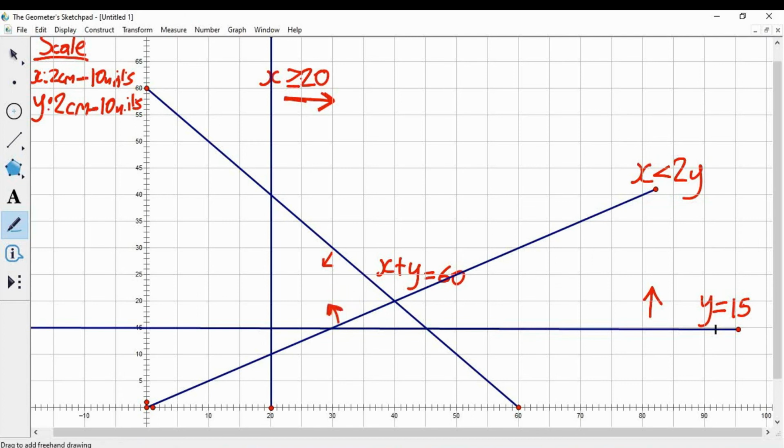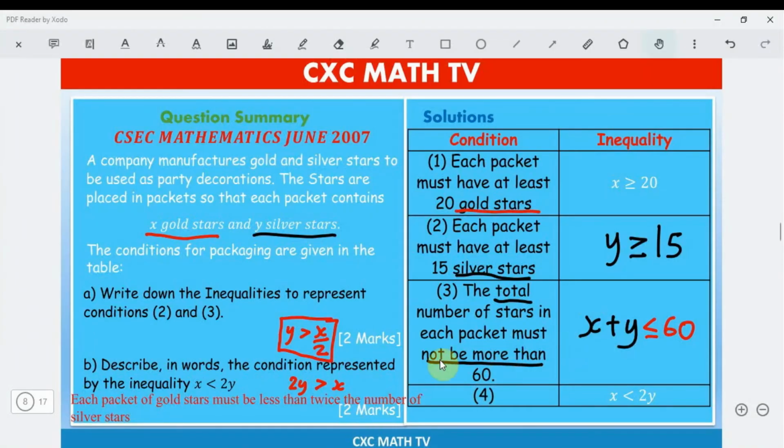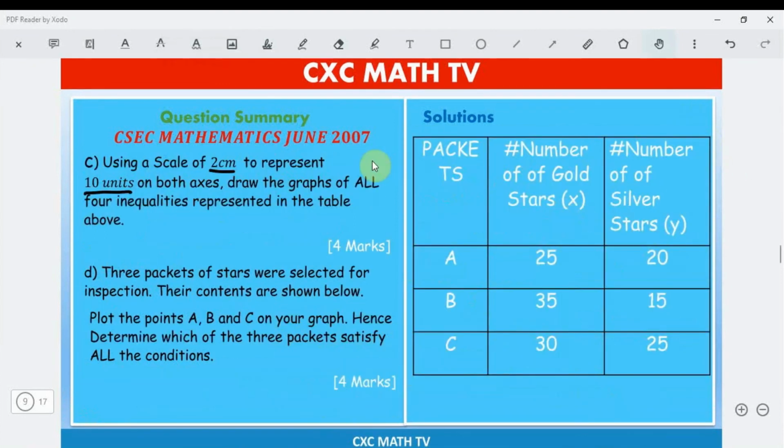So now we can identify our common region. The common region is going to be here, here, here, and here. That's our common region, right? Those would be the vertices of our common region. Now let's see what they're going to be asking us. All right, so we did part C. We can say C, graph.